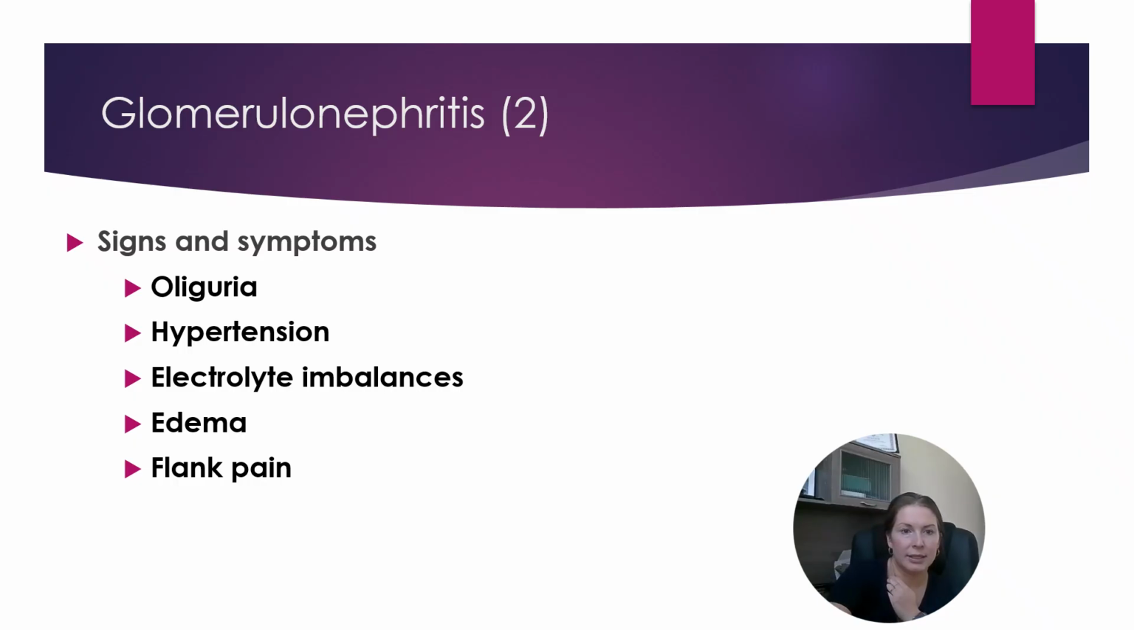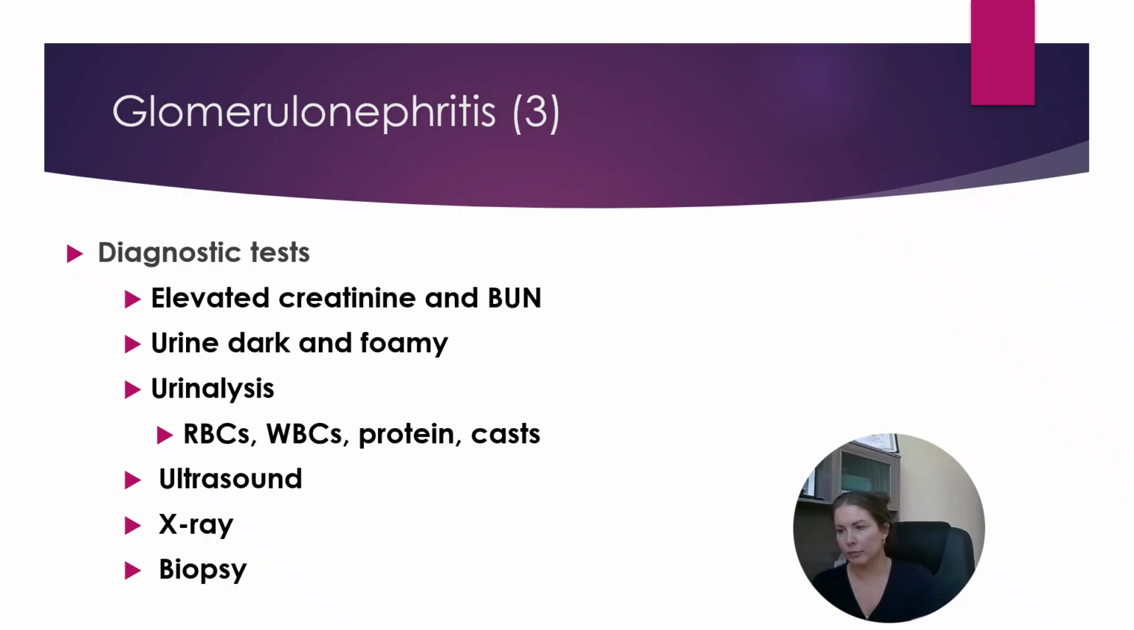So next up, our diagnostic tests. We're going to see an elevated creatinine and BUN. Urine can be dark and foamy. Urinalysis, we can see red blood cells, white blood cells, protein and casts. Ultrasound, X-ray, and then biopsy. One thing I want to point out is that with glomerulonephritis, you have dark foamy urine, and with nephrotic syndrome, you have yellow foamy, okay? So that's kind of a key difference in those two right there.